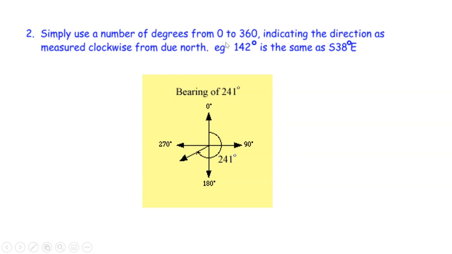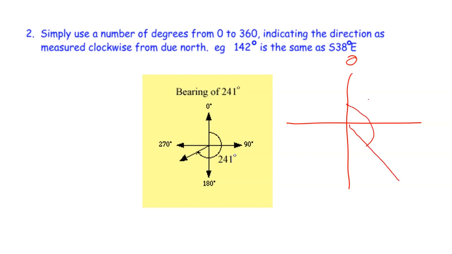So as it says here, use from 0 to 360, and you indicate the direction as measured from due north. In this case, you could say 142 would be the same as south 38 east, and I'll show you what I mean by that. So this is 0 up here. So 142 would be somewhere down here. This angle in here would be the 142, measuring from north. But then that would be the same thing as 38 degrees from down here, remembering that a straight line is 180 degrees.